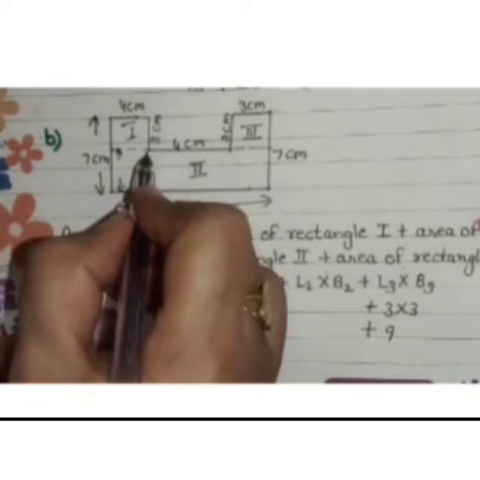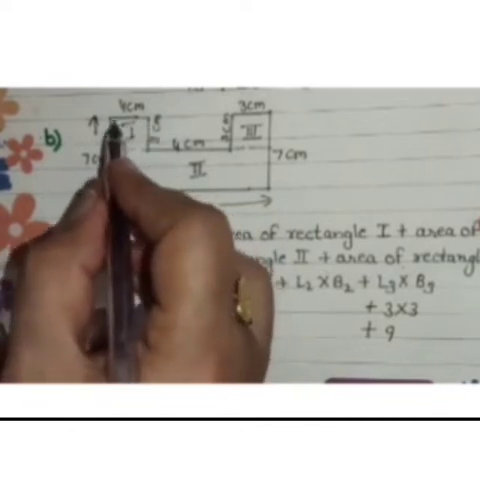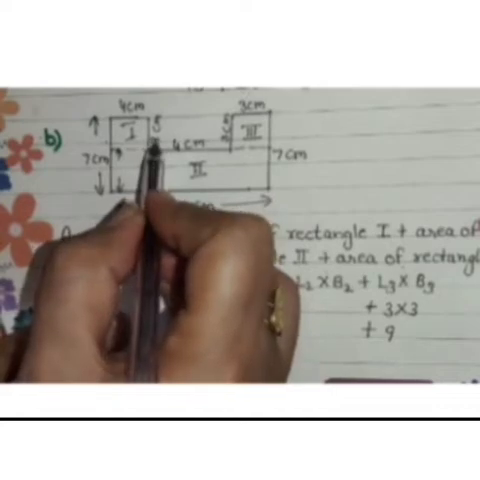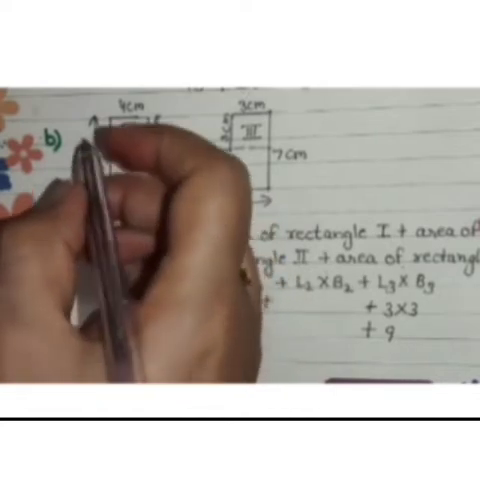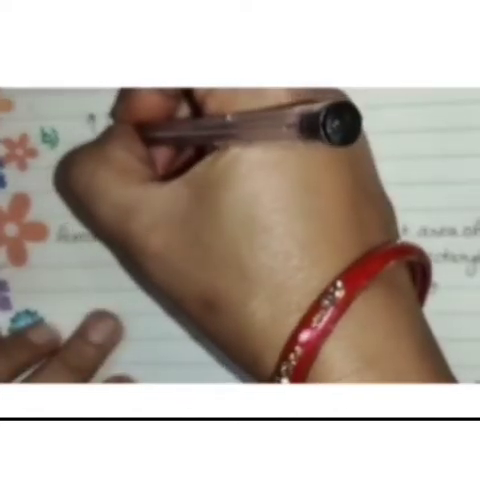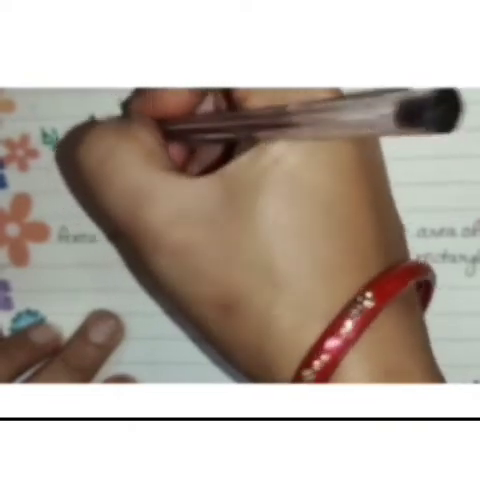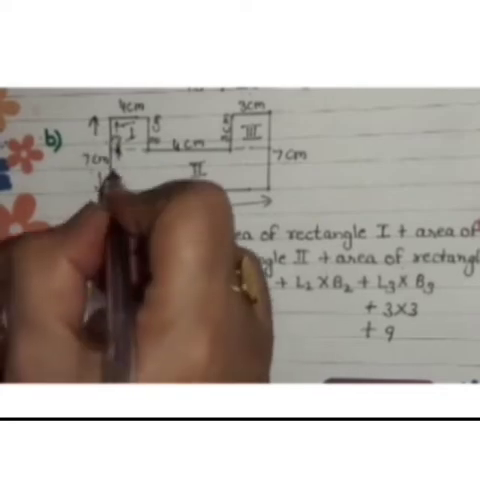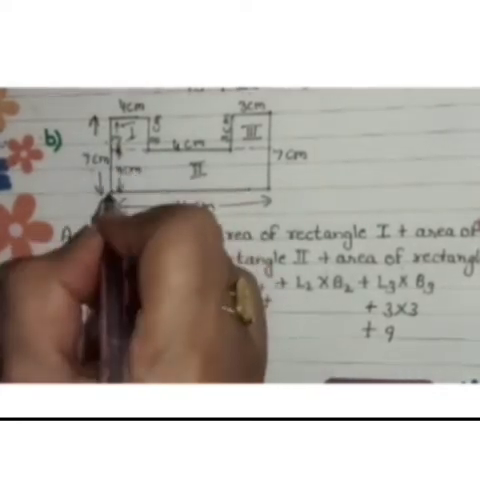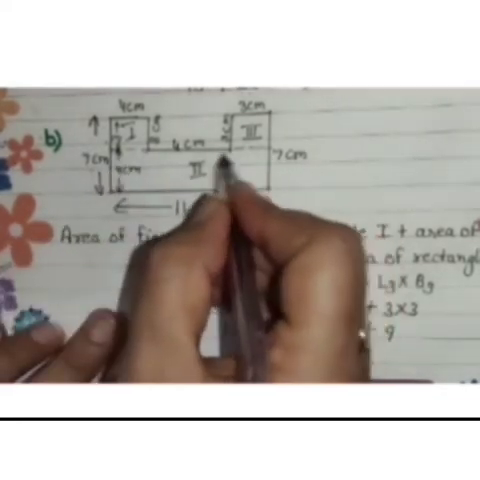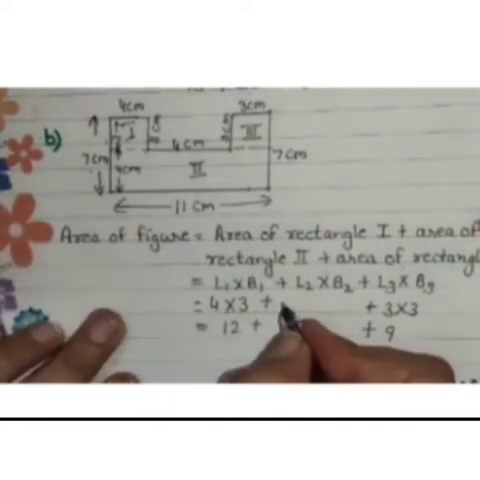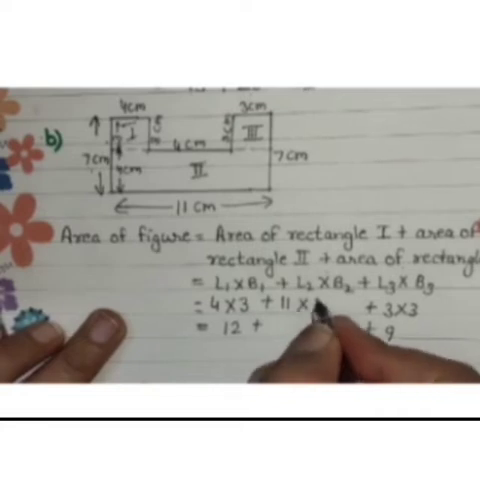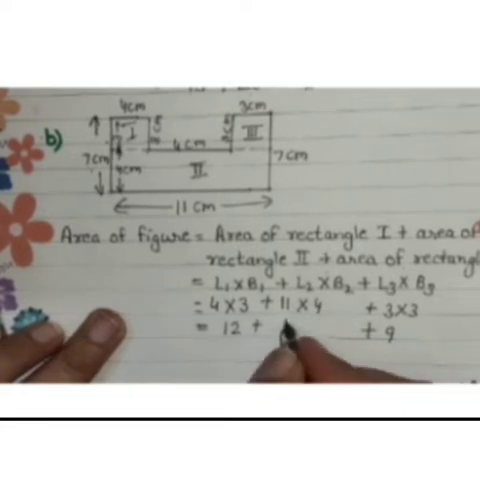Now, this is 3 centimeter and first figure is a rectangle and opposite sides of rectangle are equal. Therefore, if this side is 3, then opposite side of rectangle is also equal. It means this side is also 3 centimeter. And full side we have given 7, and 7 minus 3, the remaining this part 4 centimeter will be the breadth of this second rectangle. Clear? Therefore, length of second rectangle is 11 and breadth of second rectangle is 4. 11 multiply 4 is 44.